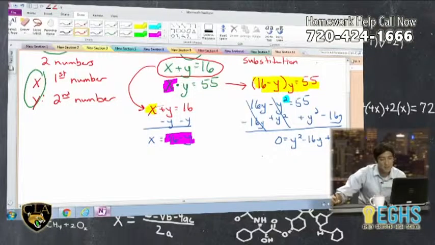But now with factoring, we're going to guess and check. So yeah, that is actually pretty funny. OK, so we're going to factor this.